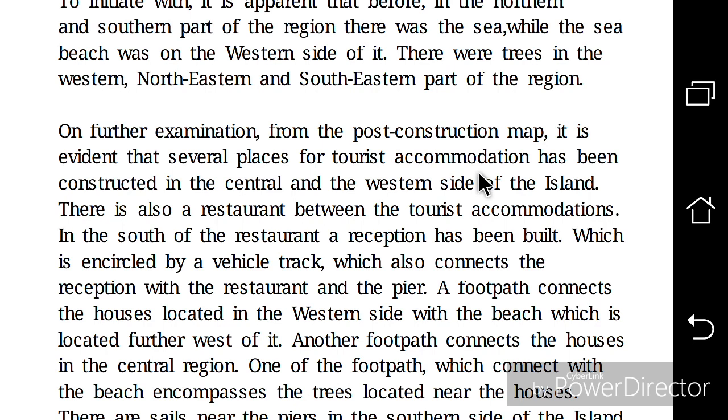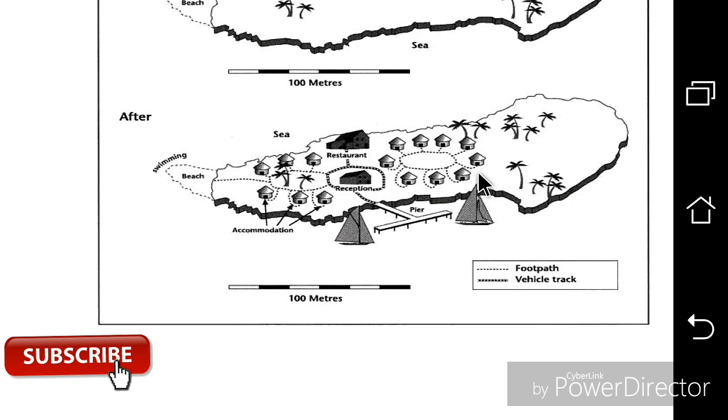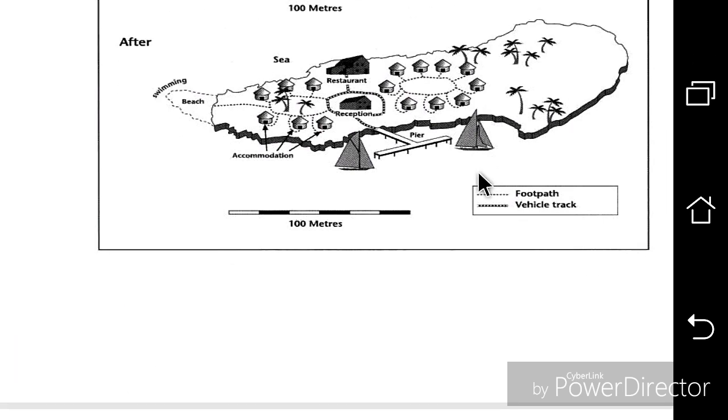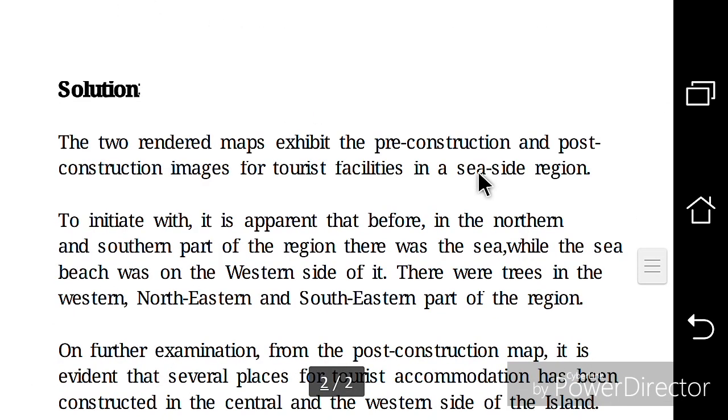After this, there won't be a full stop. This is a typing mistake, sorry. This is a single sentence. So after being built, put a comma and write, which is encircled by a vehicle track. Now you can see here that this reception is encircled by the bold dotted line, and in the notation the bold dotted line or the double dotted line stands for the vehicle track. So here I have mentioned that in my writing, and you have to incorporate these notations or any other notations in your writing also.